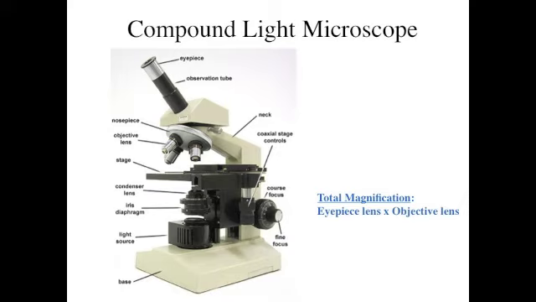So here's an image of a compound light microscope. This is the microscope that we're going to be mainly using in class. The one thing to note, which you guys have already labeled all of the different components of the microscope, is that the total magnification of the specimen that you're viewing is when you multiply the eyepiece lens magnification, which is 10x, by the objective lens magnification, which could be anywhere between 4x, 40x, 100x, and that will give you your total magnification.